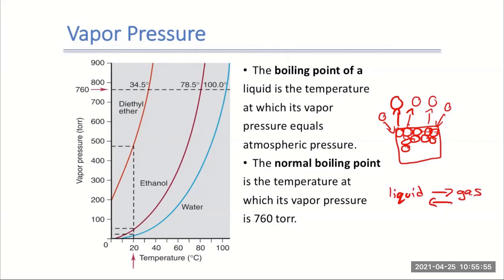When we look at the normal boiling point, that's the temperature at which the vapor pressure is 760 torr, or 1 atmosphere. And so we can look at different molecules. We can look at diethyl ether, ethanol, and water. Diethyl ether is an organic compound, an organic solvent, that has a structure like what's shown here.